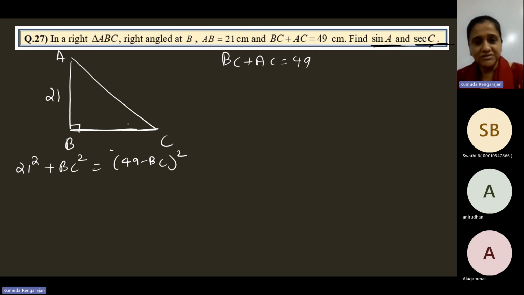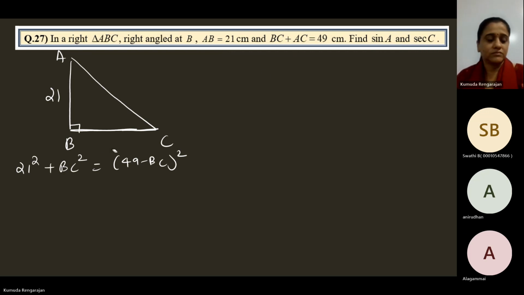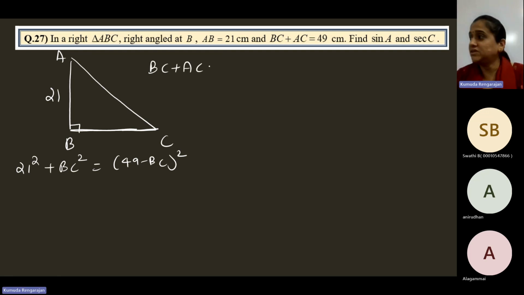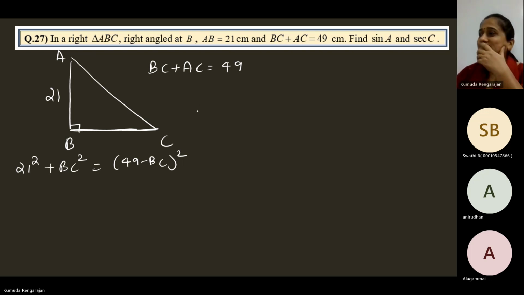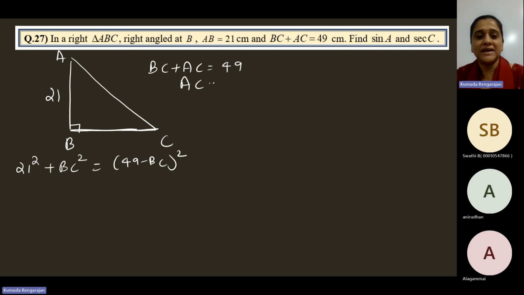If you keep BC as BC, AC is equal to... We are given that BC plus AC is equal to 49. Okay. Now AC is equal to what? 49 minus BC. What is BC? BC is BC. AC is 49 minus BC.